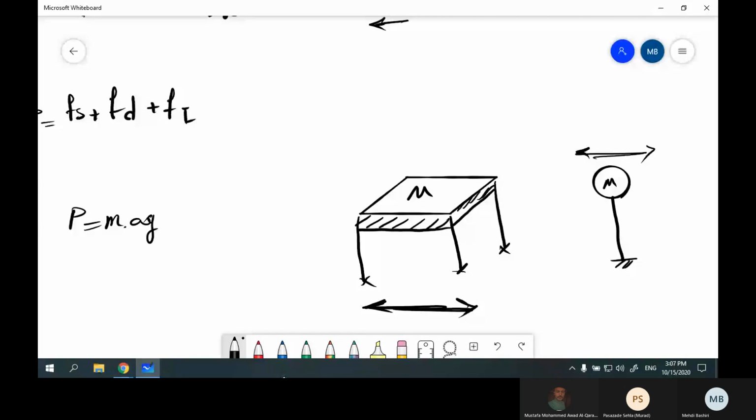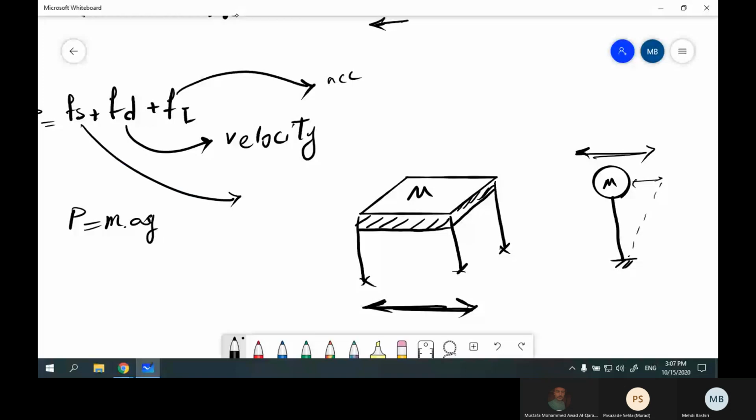Because of this shaking, we have three things. One of them is displacement, one of them is velocity, and the other one is acceleration. The force inside the damper triggers with velocity. This one, inertia, I think you know it from physics, triggers with acceleration, and this one triggers with displacement.